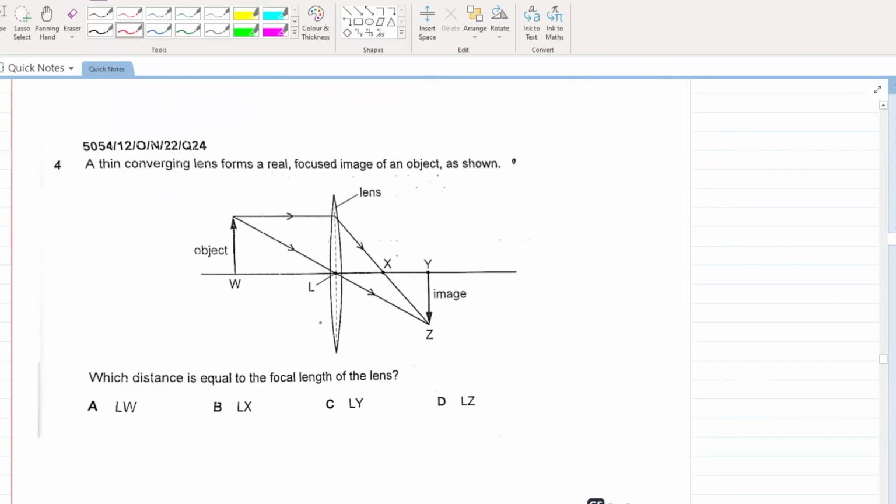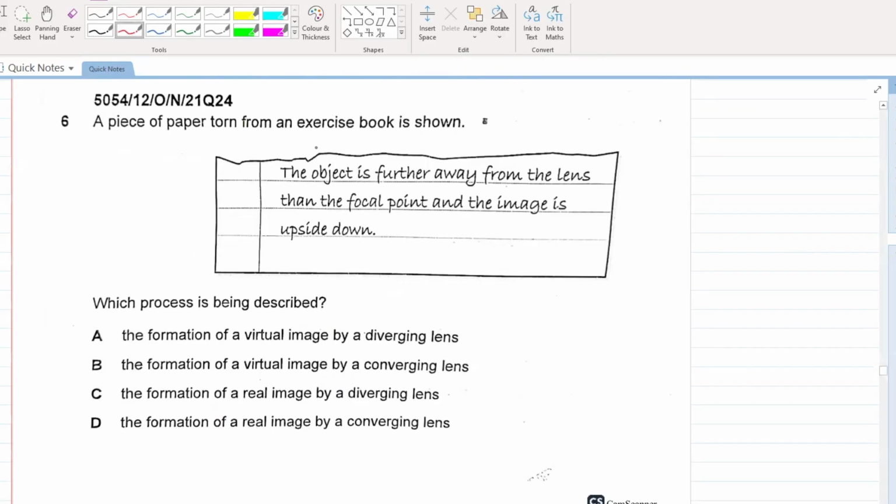Which distance is equal to the focal length of the lens? Okay. So what used to be the focal length? Focal length is the distance from the optical center to the focal point. This is the optical center. What is the focal point? Focal point is the point through which rays parallel to the principal axis pass. This is your focal point. This will be your focal length OF, or you can say LX. B is your answer.